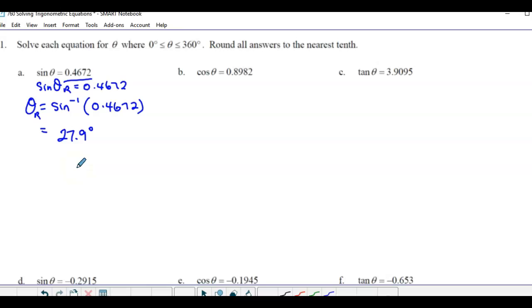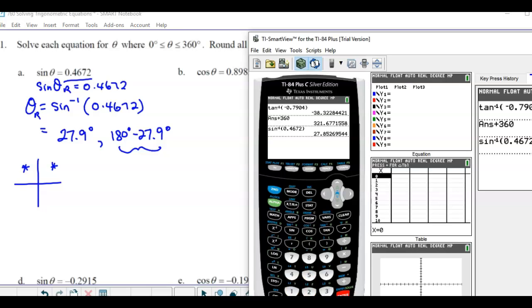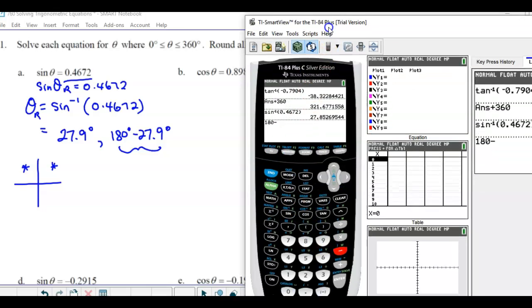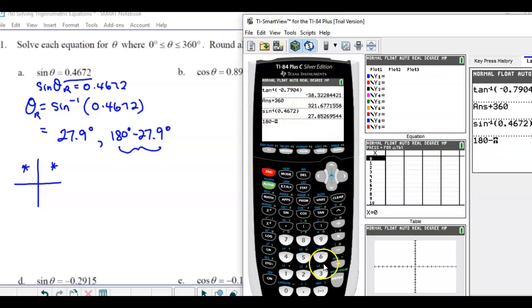Okay, then where is sine positive? In the first quadrant and the second quadrant. So this is in the first quadrant. Your other one is 180 minus 27.9. So in your calculator, just go 180 minus the last answer and 151.1.